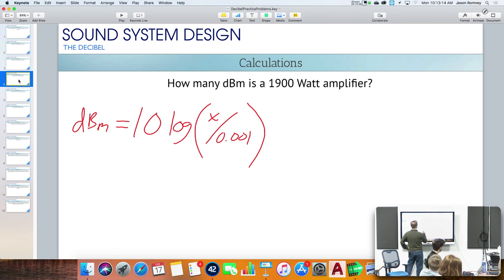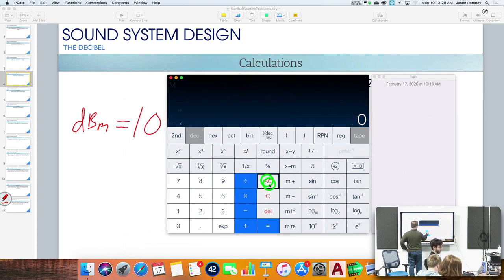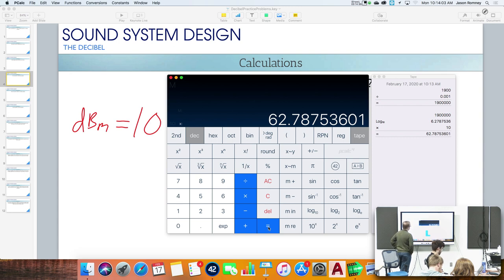So in this case, I'm going to put 1900. Let's see what that gets us. 1900 divided by 0.001, and I get 1.9 million. Now I do my base 10 logarithm of that number, and I get 6.2787536. And now what do we do? Times 10. 62.79, we could round it to.